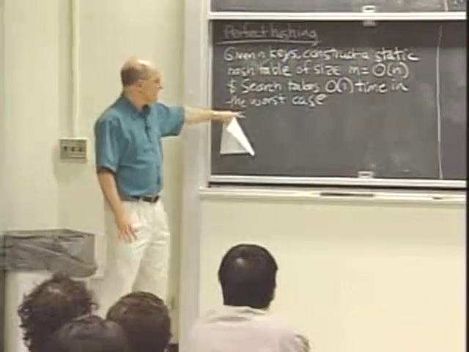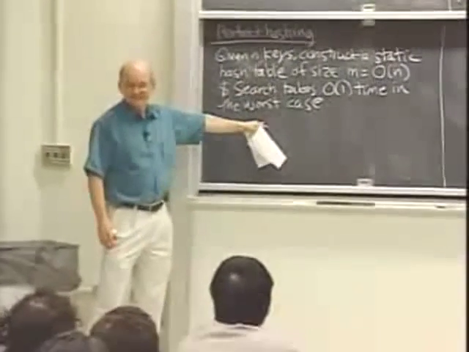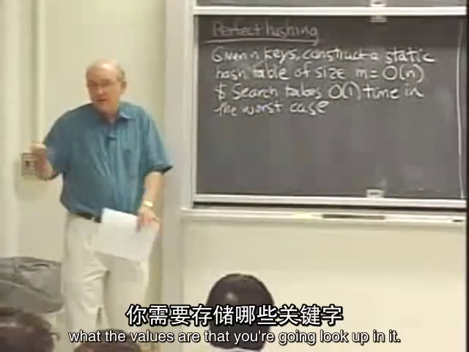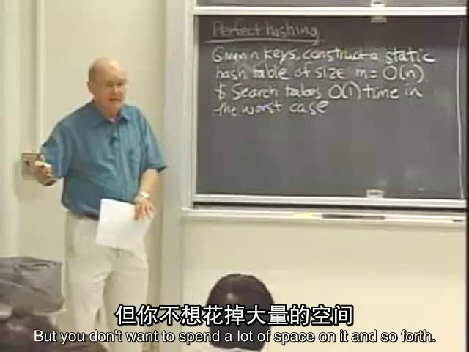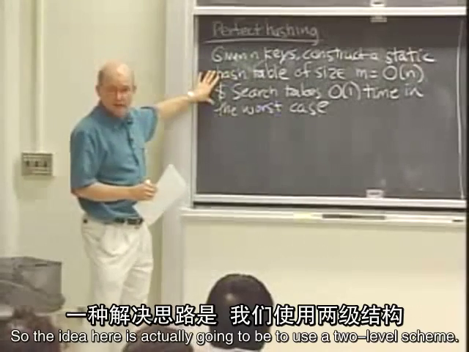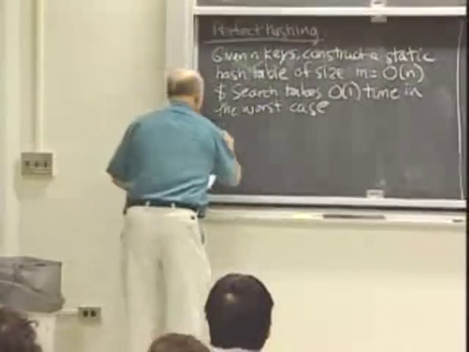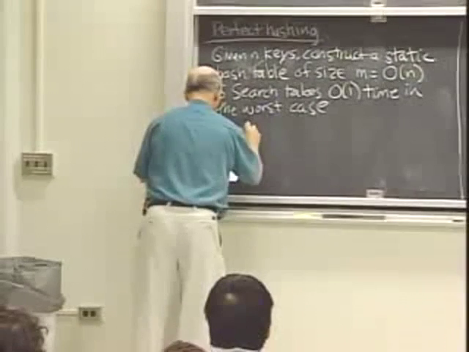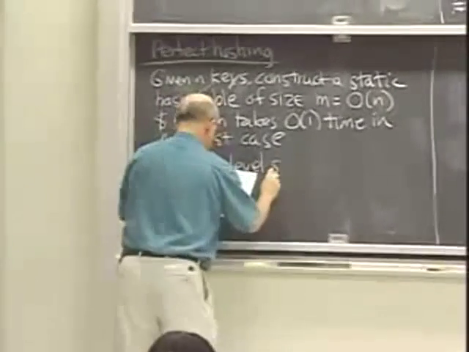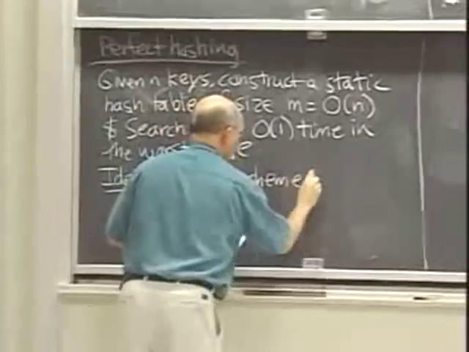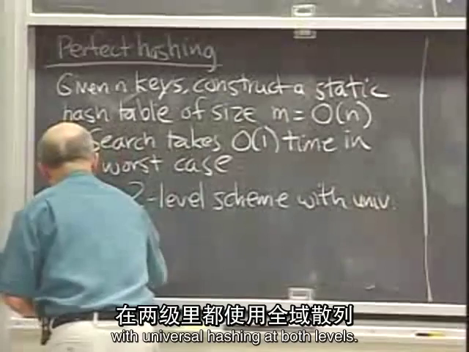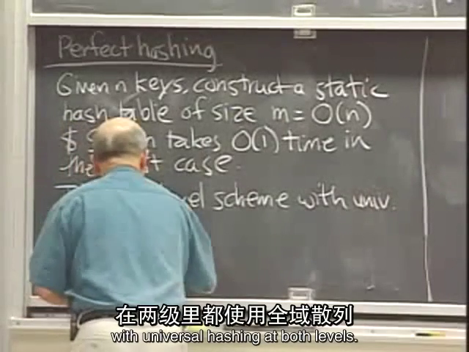So this is great, because this actually ends up having a lot of uses. You want to build a table for something, and you know what the values are that you're going to look up in it. But you don't want to spend a lot of space on it, and so forth. So the idea here is actually going to be to use a 2-level scheme, with universal hashing at both levels.